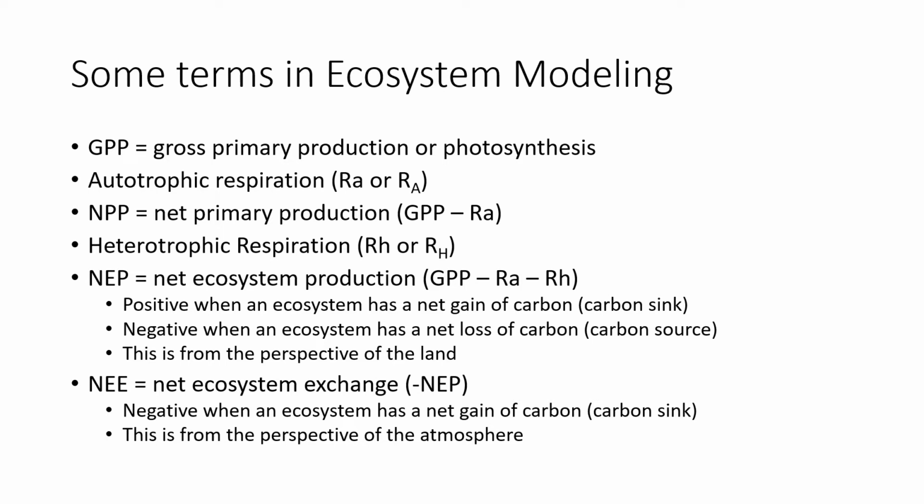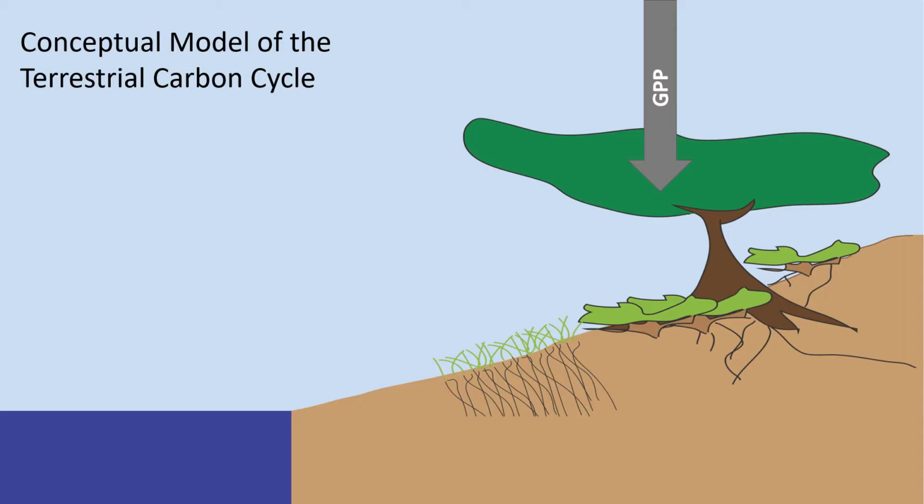Net ecosystem exchange is just the opposite of NEP. It's negative when the ecosystem has a net gain of carbon. That means the land is a sink. It's from the perspective of the atmosphere. So when we're concerned about greenhouse gases building in the atmosphere, we want NEE to be negative. That means there's a net reduction in greenhouse gases in the atmosphere.